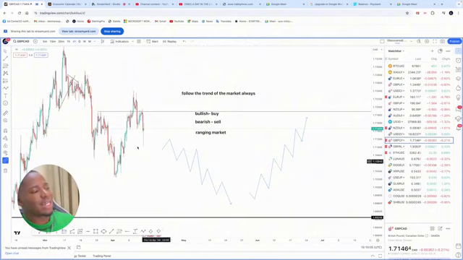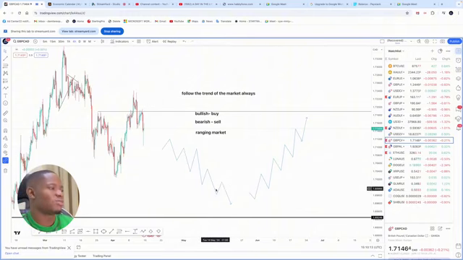Now, overall, you see that this chart has been going down regardless of all this pullback, all this small going up that you've seen, right? That means overall, this trend is what? Is a bearish trend. Do you understand?